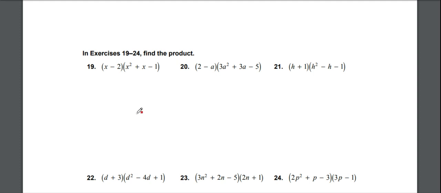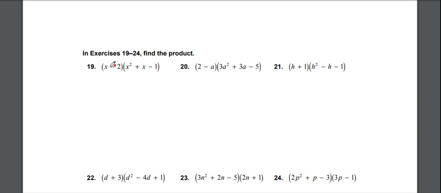So this is part 3 of 7.2, multiplying polynomials. In this case, we're multiplying polynomials with more than 2 terms. So x minus 2 times x squared plus x minus 1. The second polynomial here has 3 terms. You can't use FOIL here because FOIL can only be used to multiply 2 binomials together.